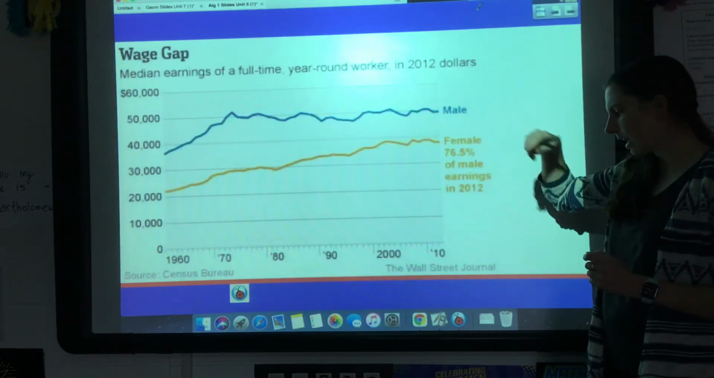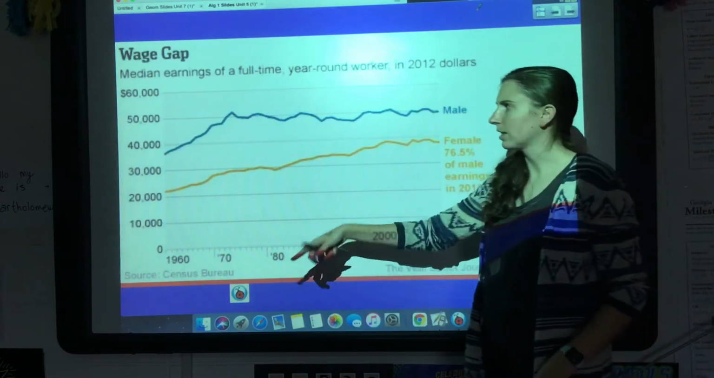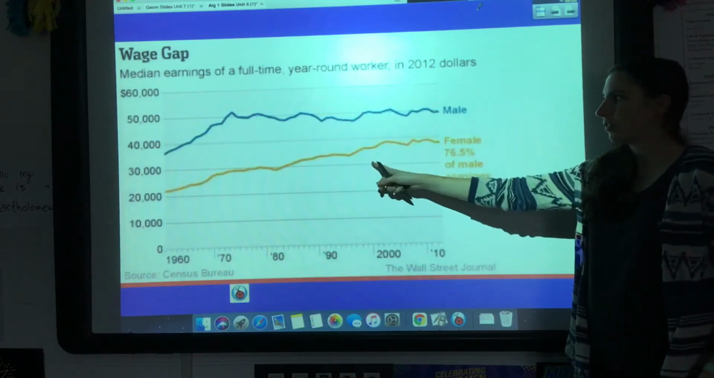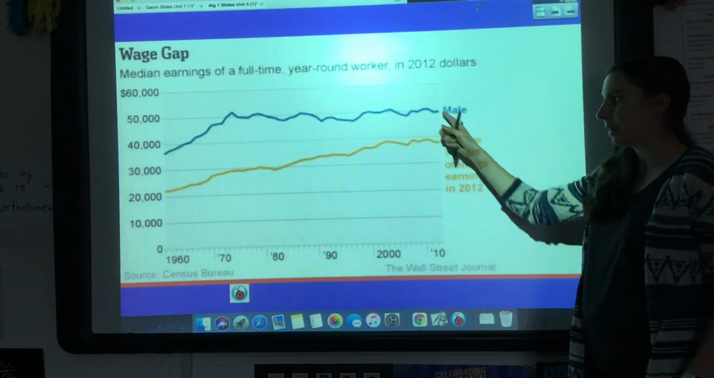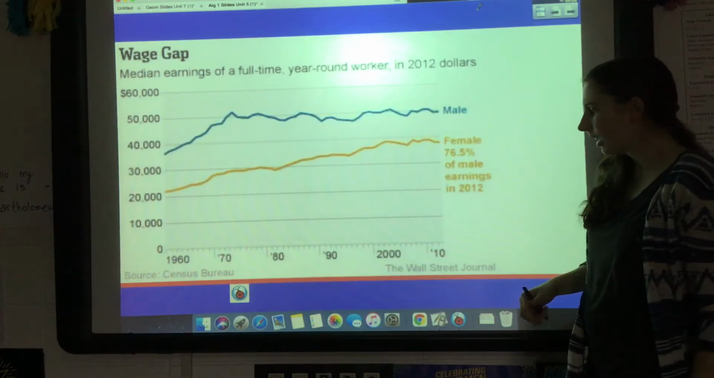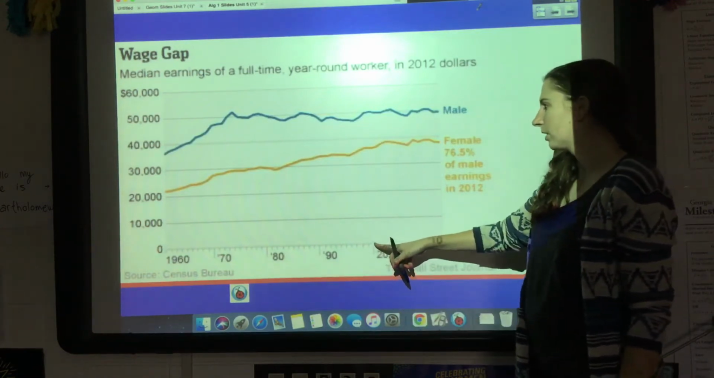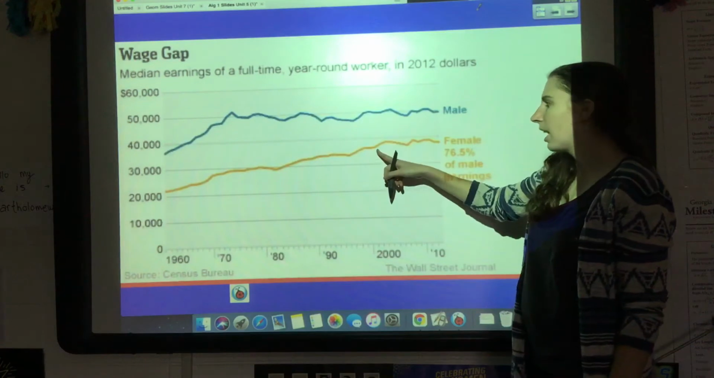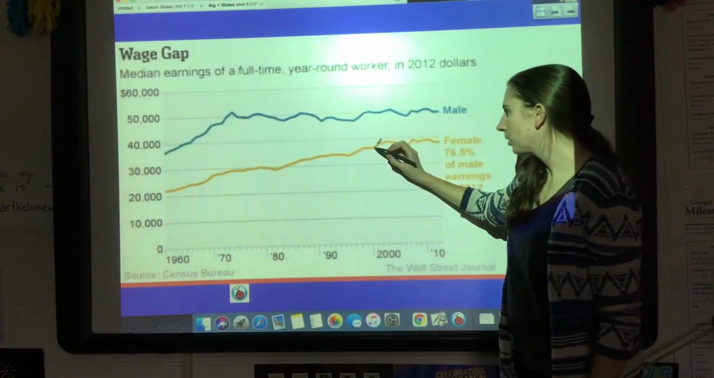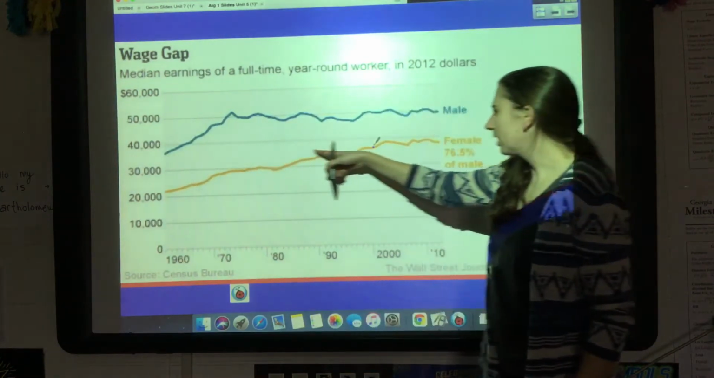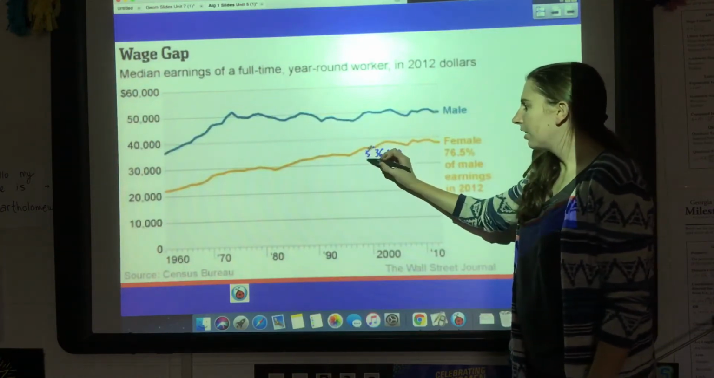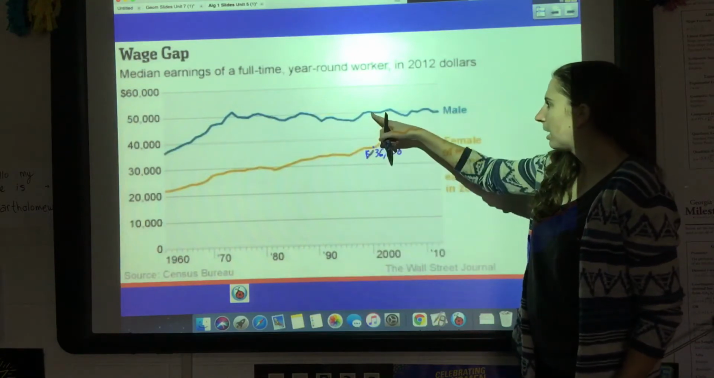This is from 2012. It may have been actually 2010 because it was from the census. But you'll notice this is the female median earnings and the male median earnings. This is what people talk about when they talk about the wage gap. So, like for example, in the year 2000, females, their median, so like the very middle of all the females, their middle earnings were about 36,000 or something like that. And for males, it was about 50,000.